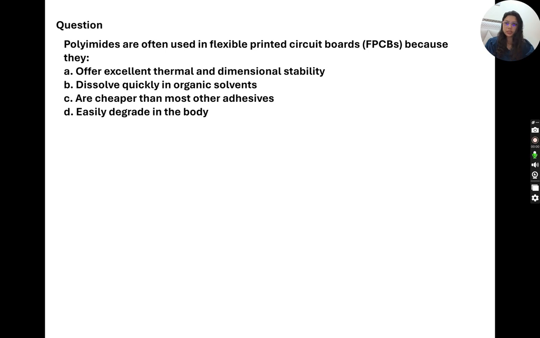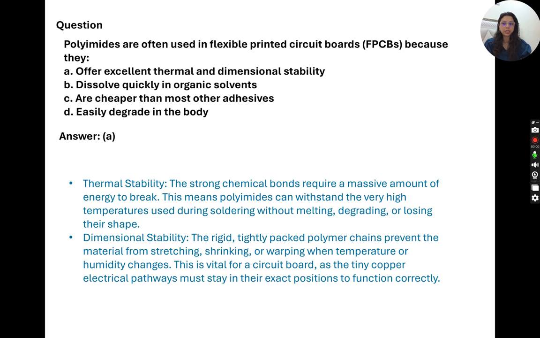Okay, so the answer is: yes, polyamides are often used in flexible circuits because of their excellent thermal and dimensional stability. And that's because the strong chemical bonds require a massive amount of heat to break. This means the polyamide can withstand the very high temperatures used during soldering without melting, degrading, or losing its shape.